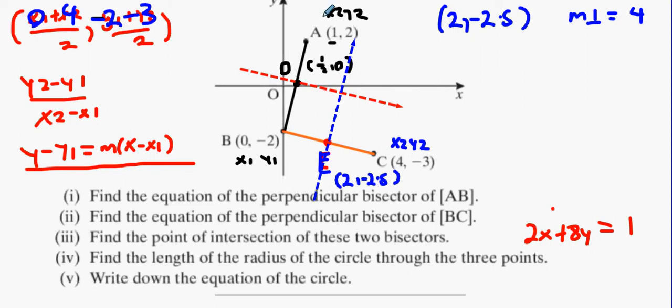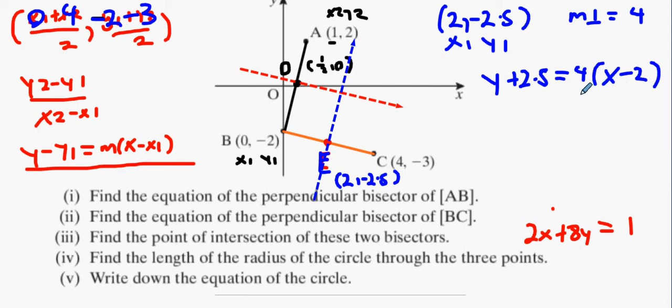Is everybody happy with the equation of the blue line? So let's find the equation of the blue line using the equation of the line formula. So what do we get in here? What point does it go through? What point does the blue line travel through? Point E, which is 2, minus 2.5. That's the point I need to use. Y plus 2.5 equals 4 into x minus 2.